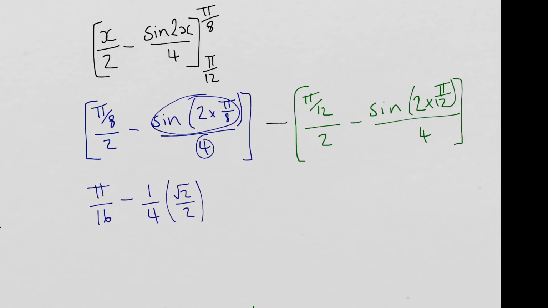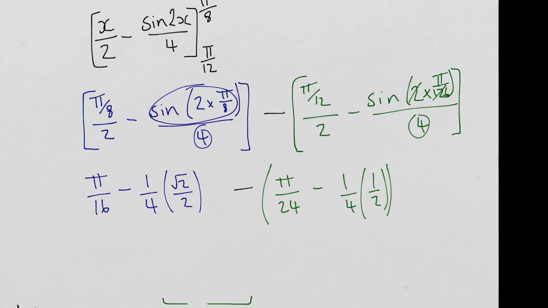And then I'm going to subtract from that. Okay, be careful because you need to subtract everything from this side. So pi over 12 divided by 2 is going to give me pi over 24. Then again, I've got sine, and this time that's going to give me pi over 6. Pi over 6 gives me a half. And I've still got this 4 in my denominator, so that's a quarter there.